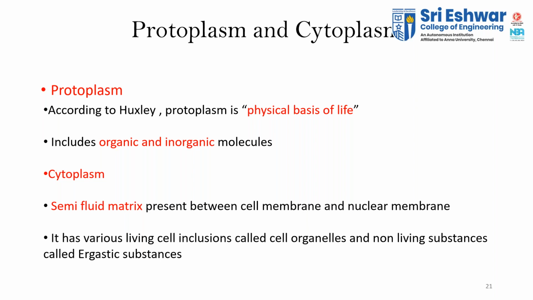Just imagine. So cytoplasm is a semi-fluid matrix which is present between the cell membrane and nuclear membrane. It has various cell inclusions called cell organelles and non-living substances called ergastic substances. It is the thing which supports and keeps active all the components, functions, and units of the cell. So this is protoplasm and cytoplasm.